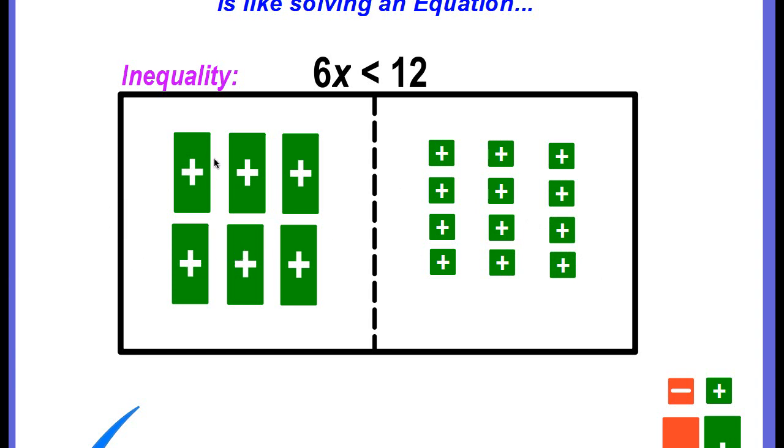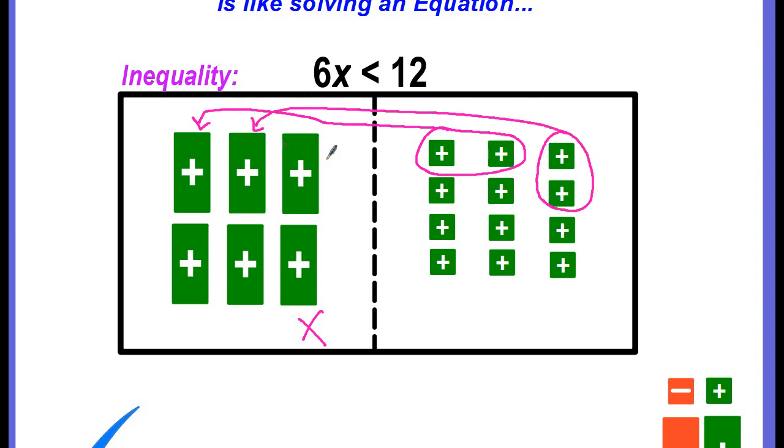Okay, and if you'll recall, what we want to do is find out how many of these unit tiles are in 1x. Not for 6x's, but for 1x. Since we have 6x's, we know that these 12 unit tiles need to be split equally into each x tile. If I split my 12 into 6 equal parts, then each x tile is going to get 2. So this group of 2 units will go for this x tile. This group of 2 units will go for this x tile. This group of 2 will go for this one, and so on. So each x will get 2.